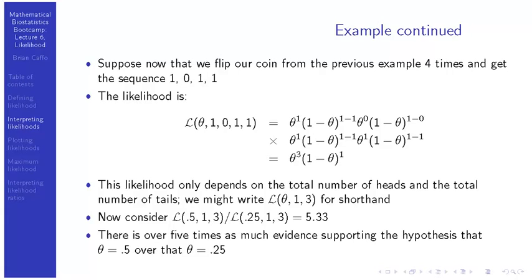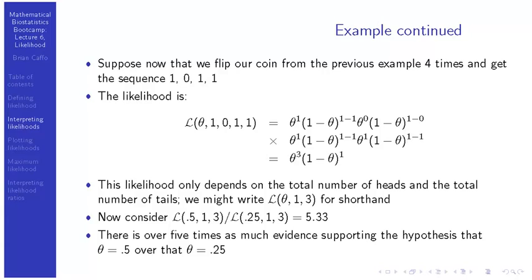So let's do a likelihood calculation again. Let's take the likelihood supporting the coin is fair, that theta is 0.5, and divide it by the likelihood assuming that the coin is unfair, specifically with a 25% chance of heads, and we get a ratio of 5.33. So in other words, there's over 5 times as much evidence supporting the hypothesis that theta is 0.5 over the hypothesis that theta is 0.25.